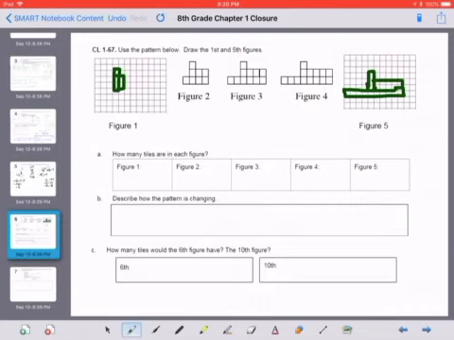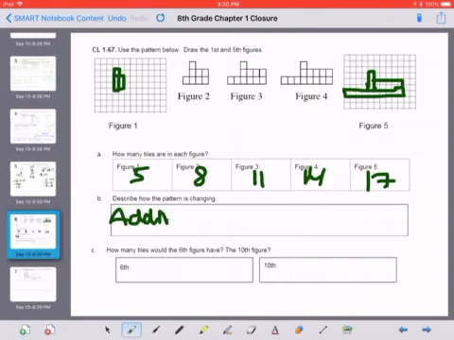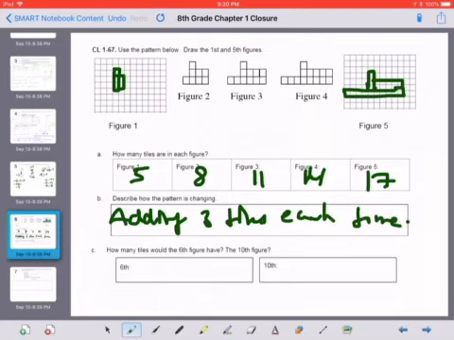Okay. So then it asked me how many tiles are in each figure. In figure 1 there are 5 tiles, figure 2 8, figure 3 11, figure 4 14, and figure 5 17. So describe how the pattern is changing. I said we're adding 3 tiles each time. How many tiles are in the 6th? Turns out it's 20 because I would just add 3 more to 17. And in the 10th, it's 32.